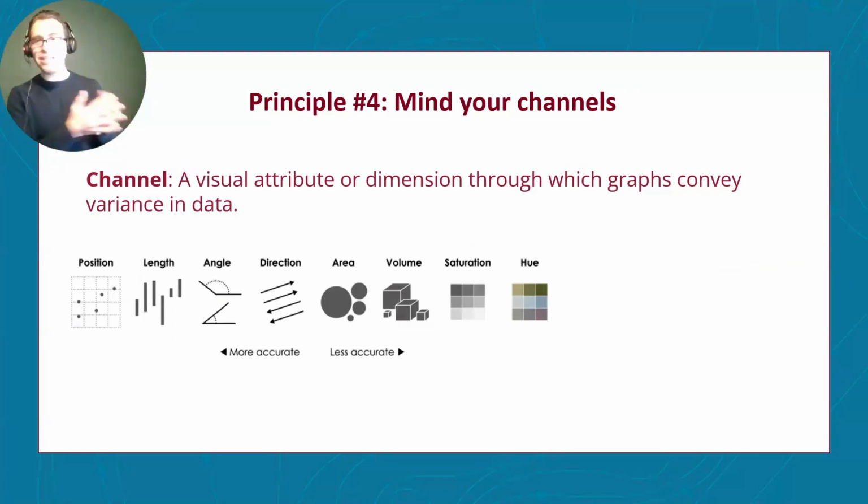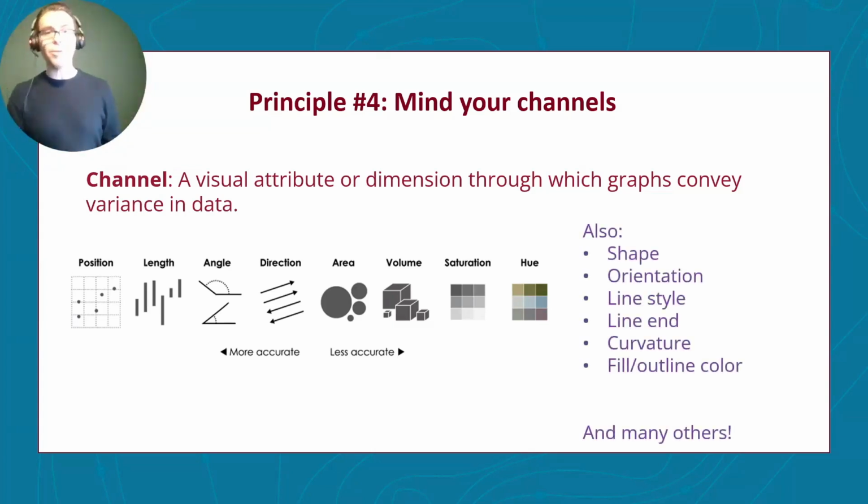For example, position on the X or Y axis is used in many graphs to convey information. Length is used to convey information in a bar graph, and color, hue, and saturation are used in graphs all the time, as we've already discussed, even though, well, sometimes they probably shouldn't be. You're also probably already familiar with shape, color, and area being used as visual channels. However, there are many other channels out there.